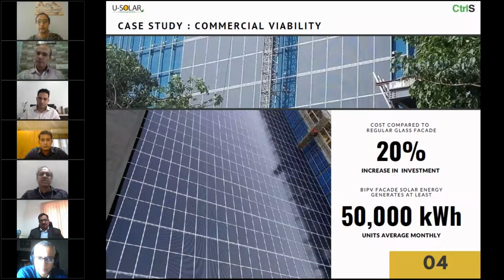So essentially, what was the final result was a 20% increase in investment for the solar integration, and this particular facility is generating about 50,000 units average monthly. And if you did a payback analysis of this incremental investment versus the generation, the customer found it was about a 4 to 5 year payback.